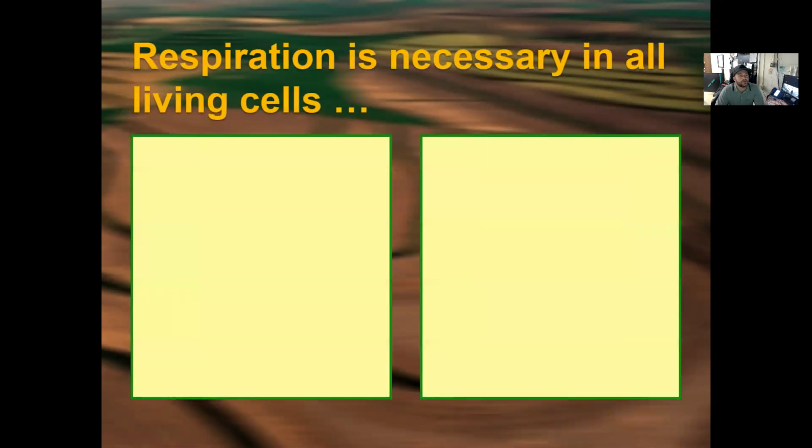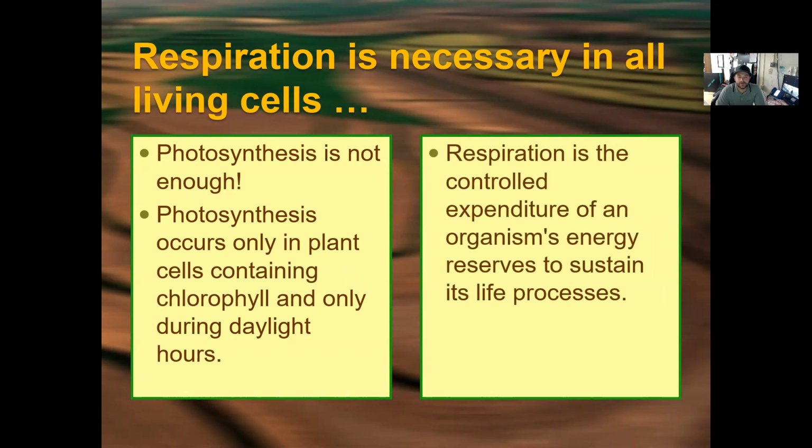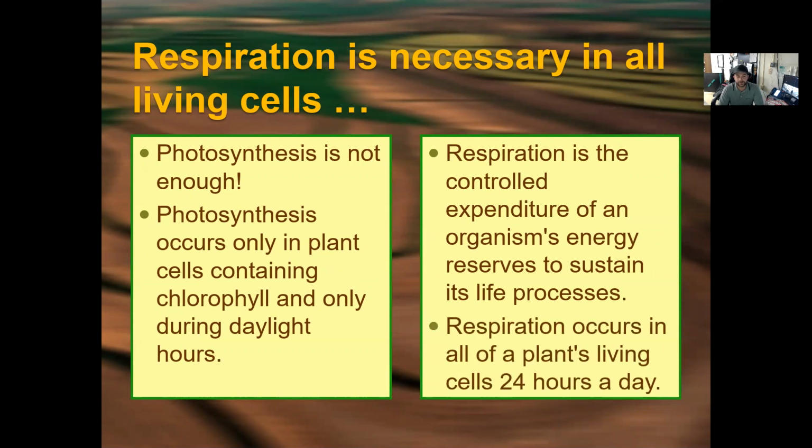Today I'm going to talk to you about understanding plant respiration. Respiration is necessary in all living cells. Photosynthesis is not enough. Photosynthesis occurs only in plant cells containing chlorophyll and only during daylight hours. Respiration is the controlled expenditure of an organism's energy reserves to sustain its life purposes. Respiration occurs in all the plant's living cells 24 hours a day.